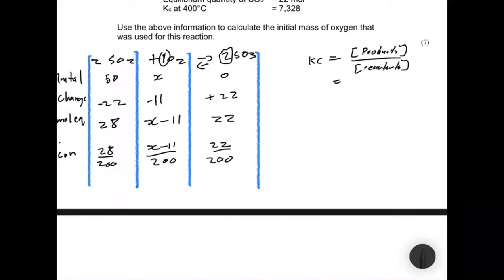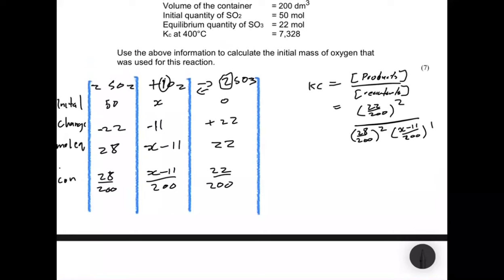So if we go on with that, our product will only have SO3, right? So we're gonna have 22 divided by 200 to the power 2, the balancing coefficient, divided by the reactants. So we have 28 divided by 200 for SO2, to the power 2, multiplied by x minus 11 divided by 200 to the power 1, the balancing coefficient. But we're given the value of Kc, we know that it is 7.328. So now we have to solve for x.